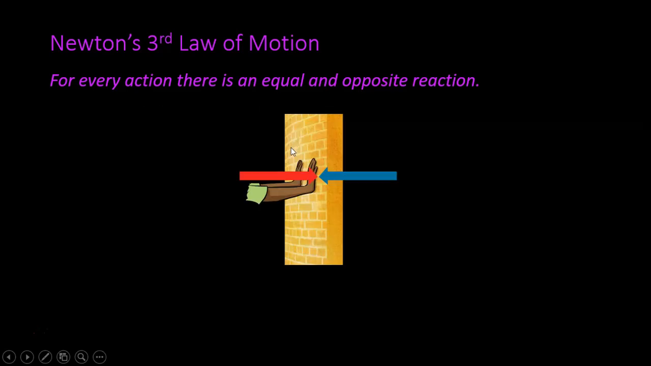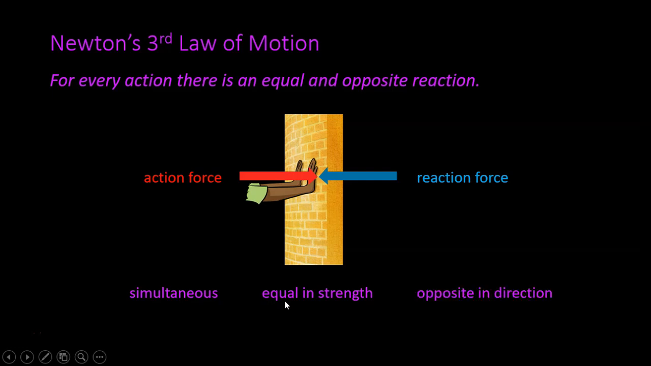So let's take a look at an example here. We have our action force, and that's the person pushing on the wall. So for every action force, there is a reaction force, and that would be the wall pushing back on the person. These happen simultaneously, so even though we call one the action and the other the reaction, they happen at the same time. They are equal in strength, and they are opposite in direction.